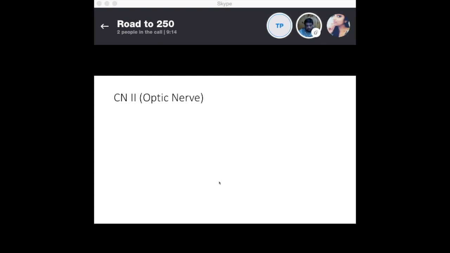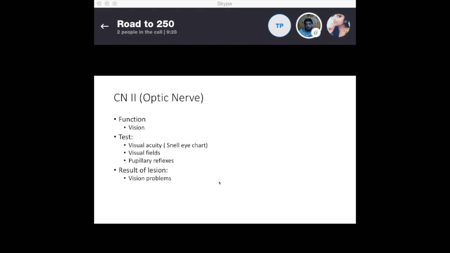So cranial nerve 2, it's vision. It's going to be a sensory nerve, and the tests that you can do are visual acuity, visual fields, and pupillary reflexes. And the result of a lesion will be vision problems. And the pathway is basically the optic canal of the sphenoid bone. So cranial nerves 1 and 2 are found outside of the brainstem. The rest are in the brainstem.